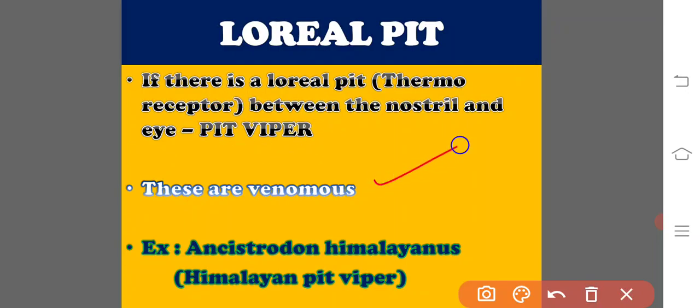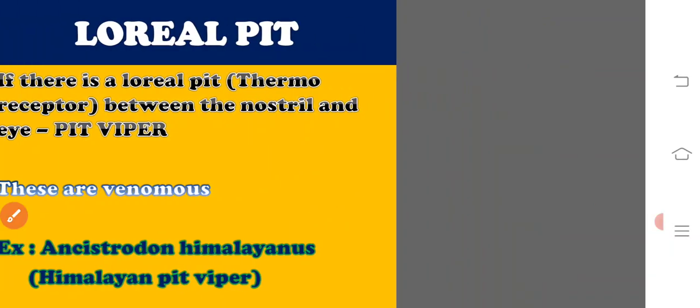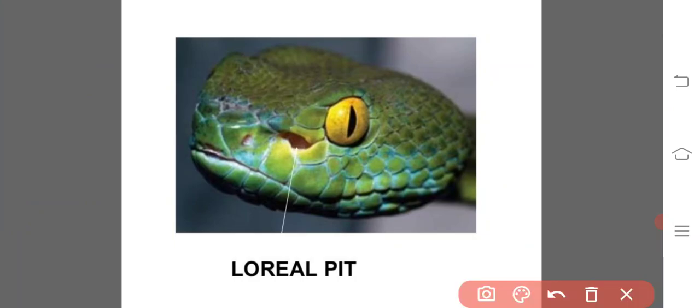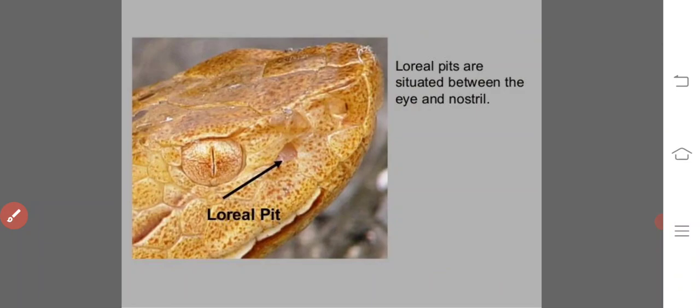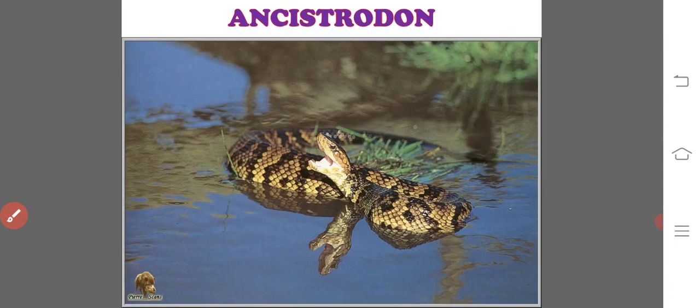These are also venomous snakes. The best example is Ancistrodon himalayanus, commonly called the Himalayan pit viper. See, here we can clearly observe this is the eye and this is the nostril. This pit is nothing but the loreal pit, which acts like the thermoreceptor. Here also we will observe the loreal pit in between the nostril and the eye.